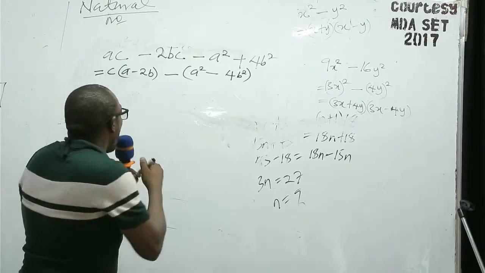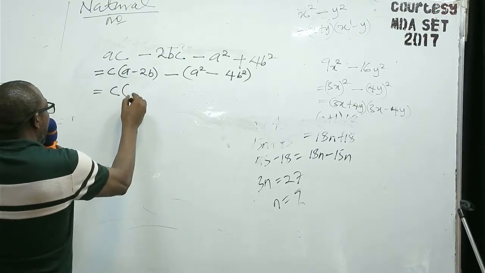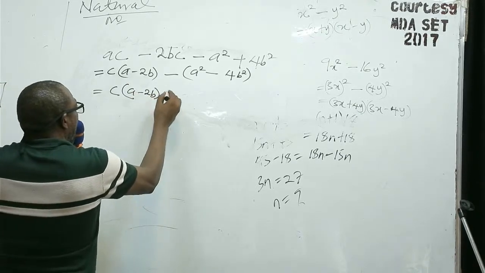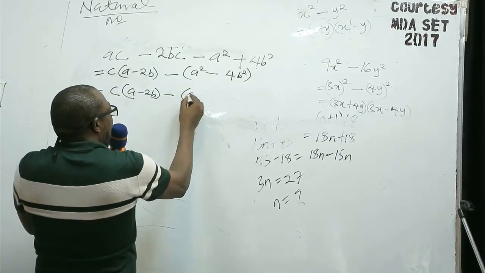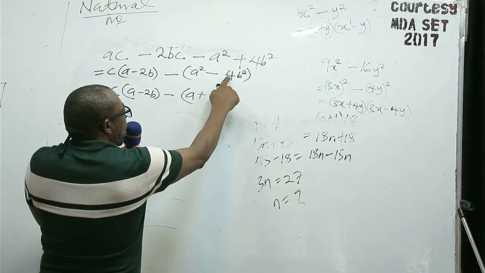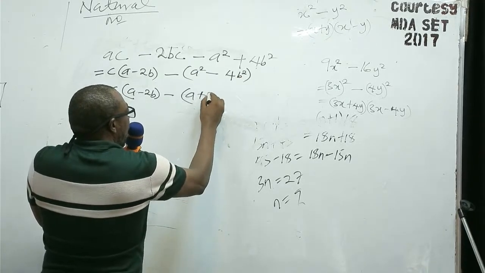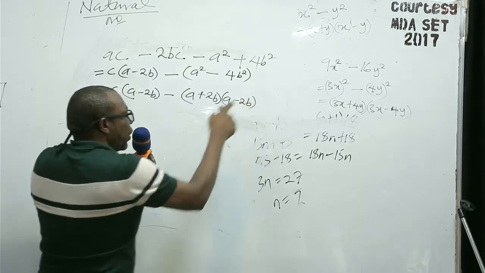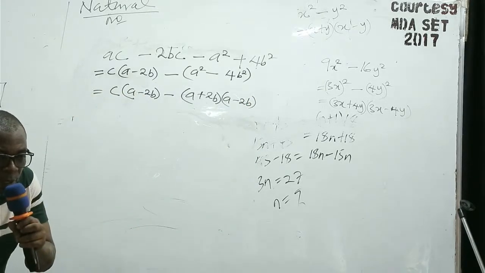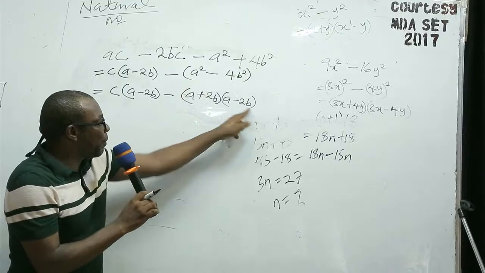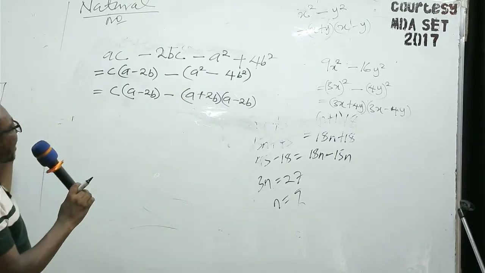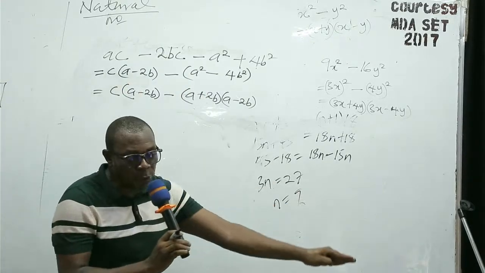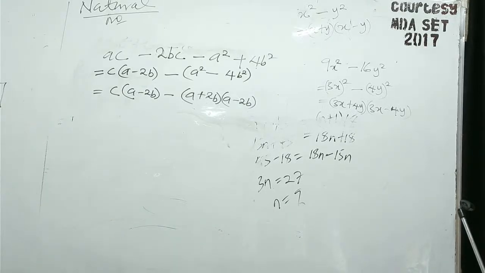Okay? Now let's go. This is c into a minus 2b minus what is a squared? Plus what is 4b squared? 2b. Which is 2b into a minus 2b. Is it understood? Yes. So you see that this is difference of two squares. Now check this side of the river and check this side of the river. What do they have in common?